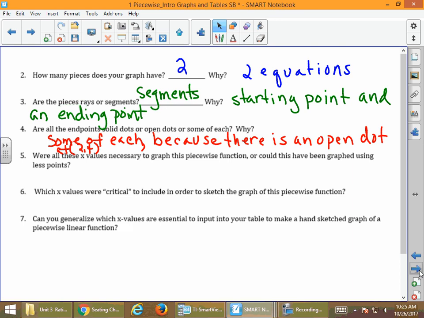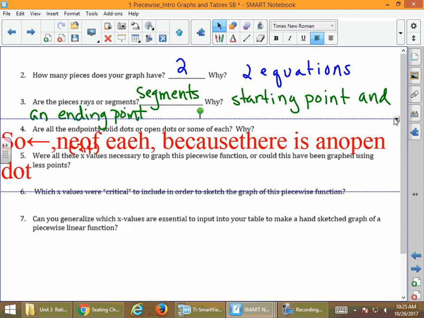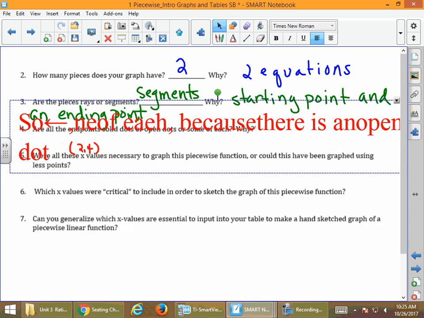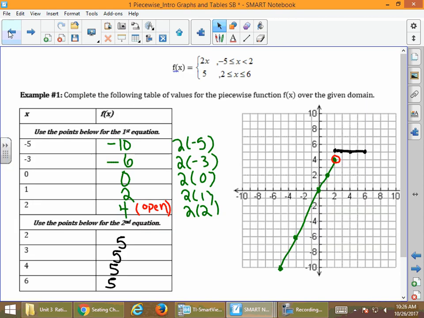Again, you can't read that. Sum of each, because there is an open dot. Wonder if that'll be any better. Ooh, haha, we don't like that. And I can't undo. That's even worse. Back. Oh, no.